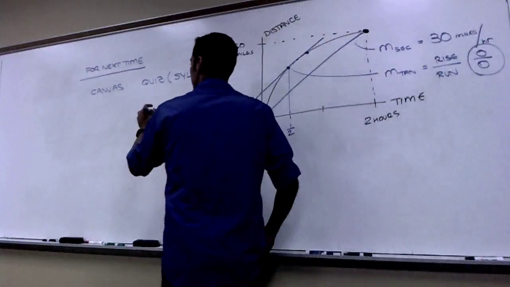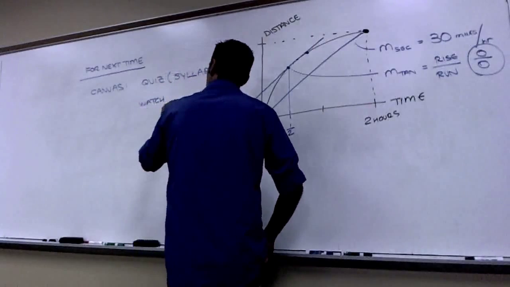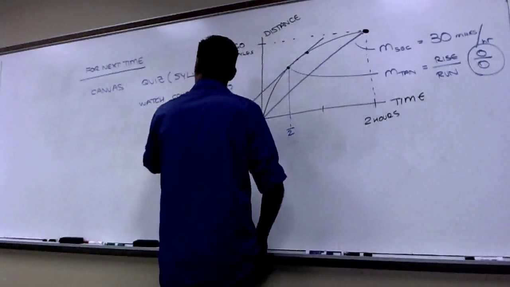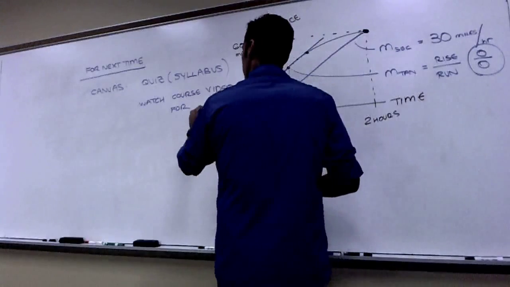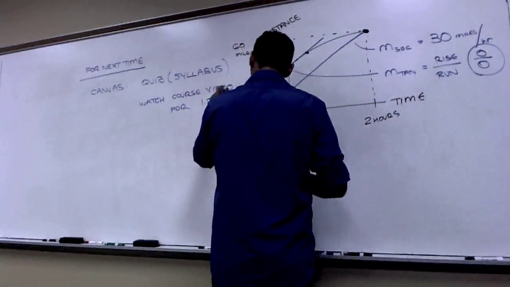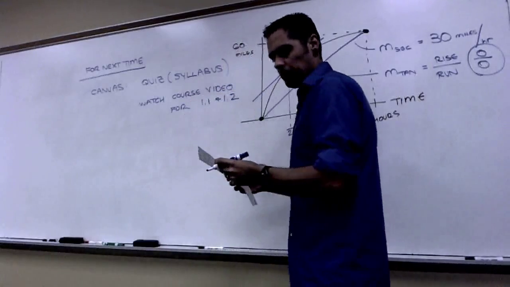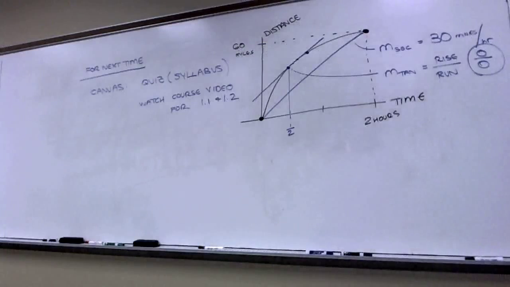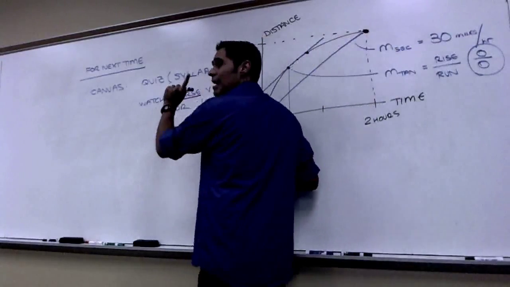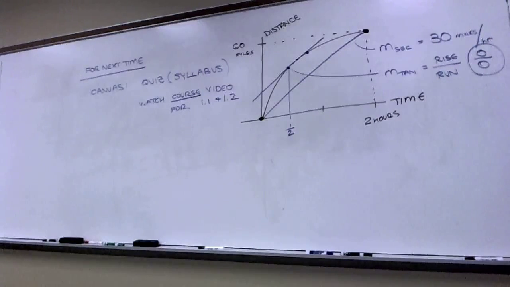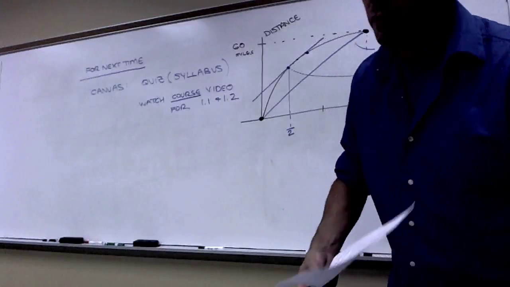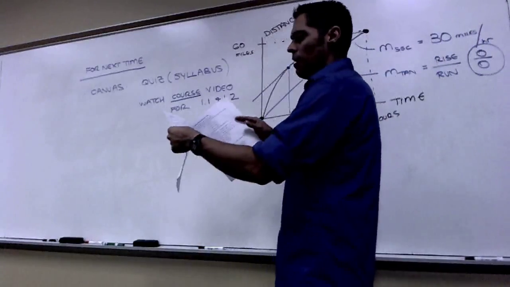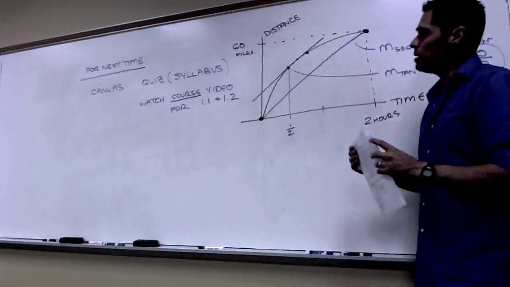The other thing is to watch the course video for 1-1 and 1-2. On our Canvas page, there are things called course videos. Not class videos, course videos. I made those a couple of semesters ago, and those videos are basically me going through these notes and explaining things and definitions. Some of them are short, some of them are long. That way, when I get to class, I don't have to spend a whole lot of time going through all this, and I can just try and do examples. So that's what I'm going to want you to do for next time.